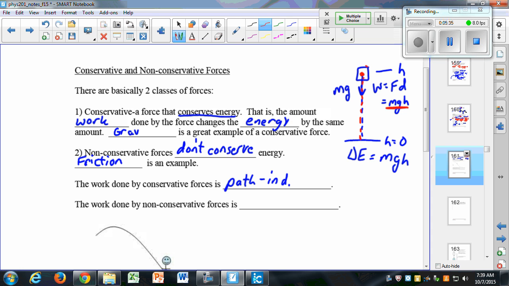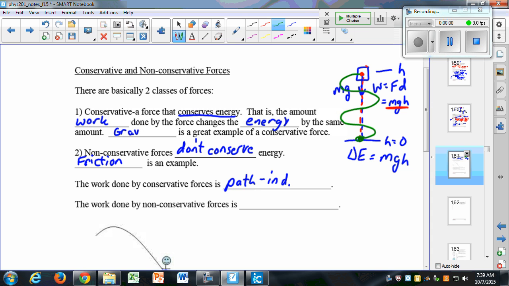But if it goes through a different path, say it starts here, and this object moves through this path like this, that is, I have this object, and I can either move it from here to here through a straight line path, or I can move it through a different path. It's still going to do the same amount of work. And that's what it means when we say that it's path independent. It doesn't depend upon the path.